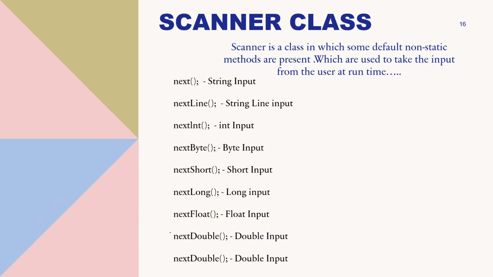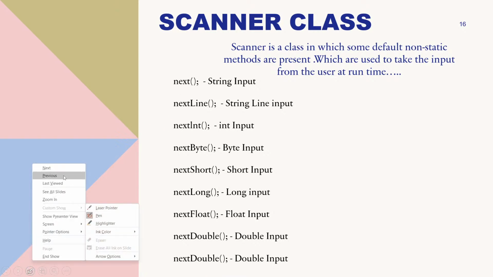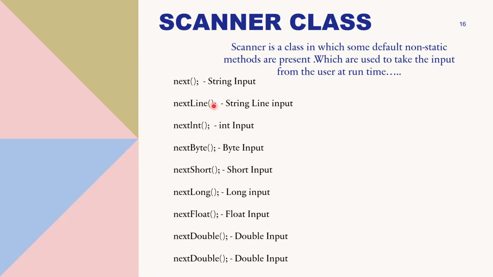Clear? Any doubts in this? Please tell me, guys. If there are any doubts in this, I will repeat once again. Any doubts regarding these methods, guys? Here the name itself says, guys, int means integer type, byte means byte type, float means float type, double means double type. Okay, you guys are clear, right?